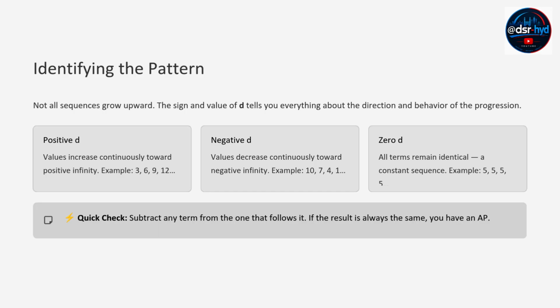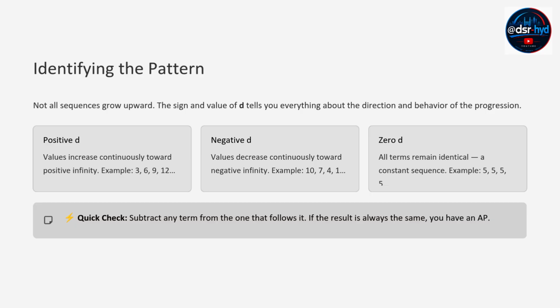Identifying the pattern. Not every arithmetic progression increases. If the common difference is positive, the numbers keep increasing. For example, 3, 6, 9, 12. If the common difference is negative, the numbers decrease. For example, 10, 7, 4, 1. If the common difference is 0, every term remains the same. For example, 5, 5, 5, 5.